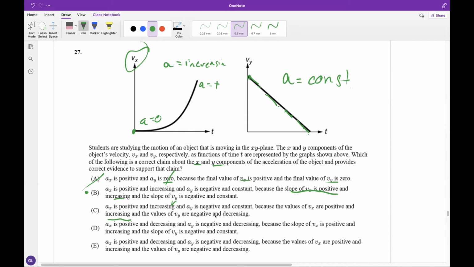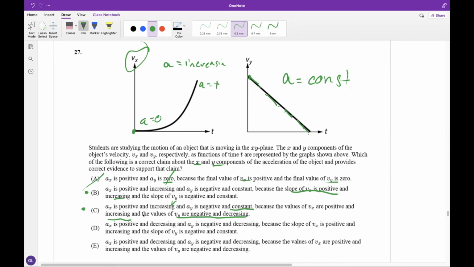Because the values of Vy are negative and decreasing. Actually, hold on. This reads a little confusing because here they're talking about the values. So because the values of Vx are positive and increasing, I actually agree with this part a little bit better. And then the values of Vy are negative and decreasing. The problem that I have with this is that they don't address anything about why Ay is constant. So again, it sounds really good, except for this part here. So I'm going to have to disagree with answer choice C.